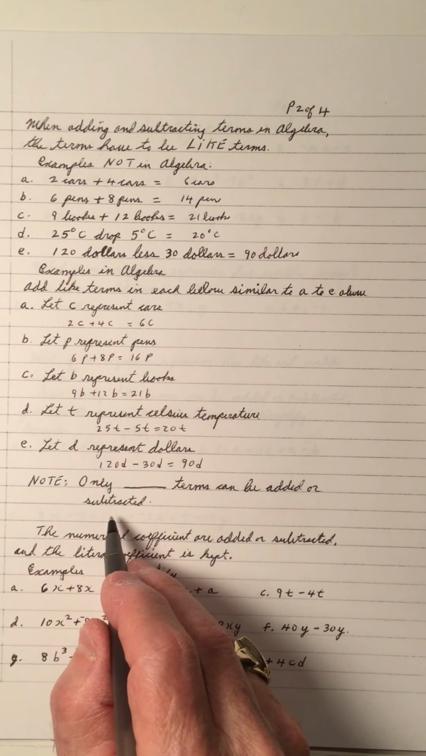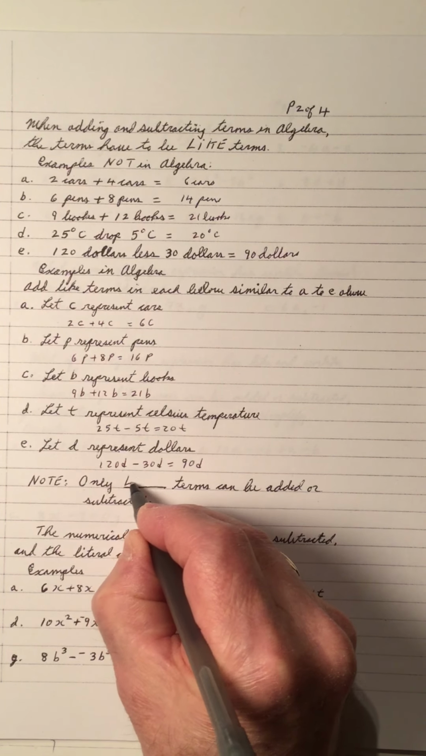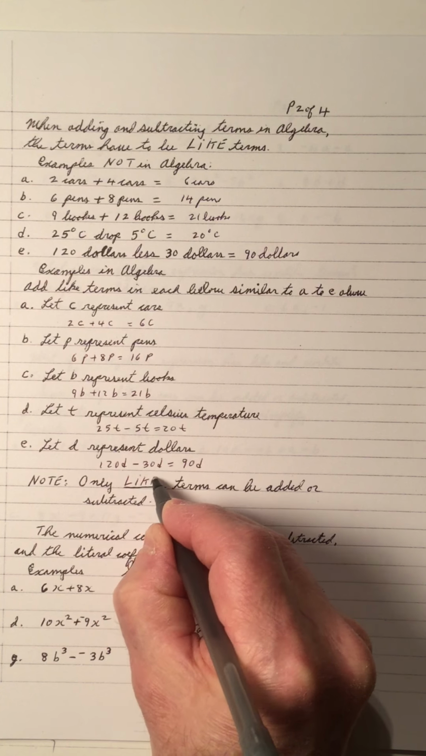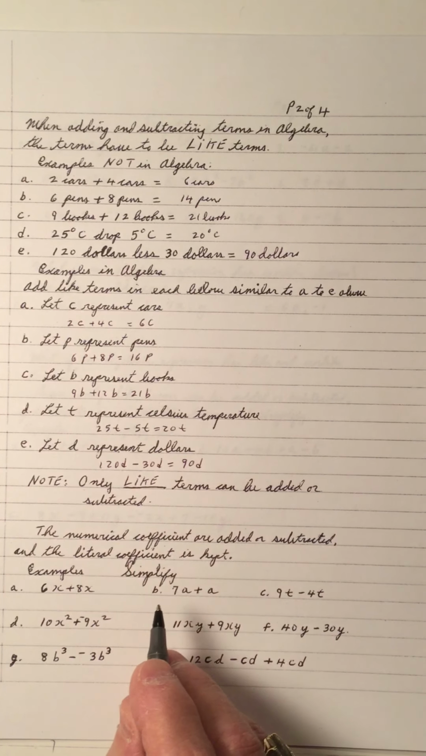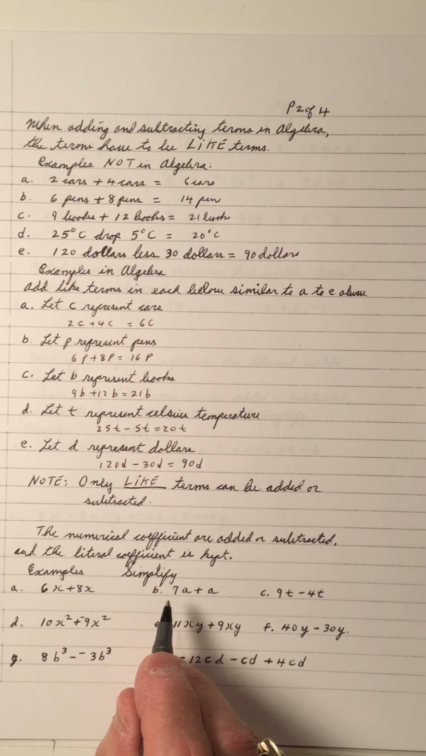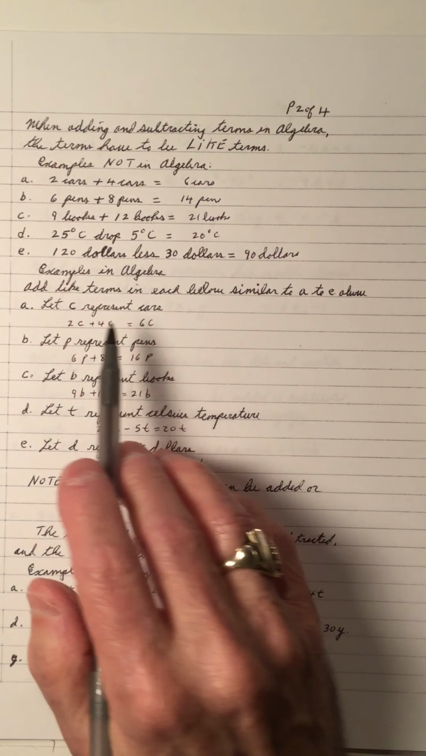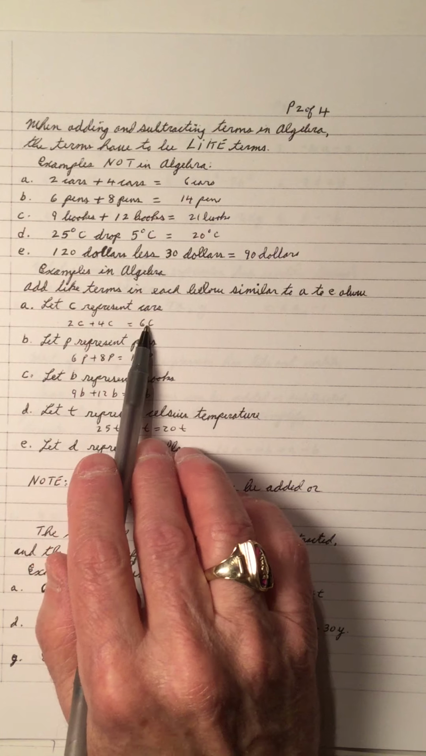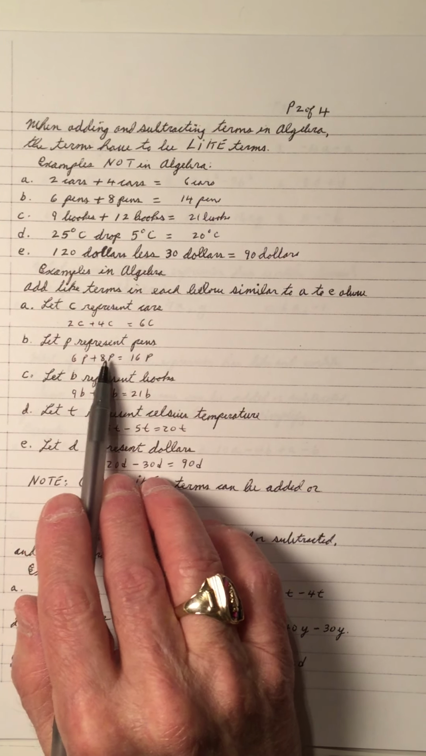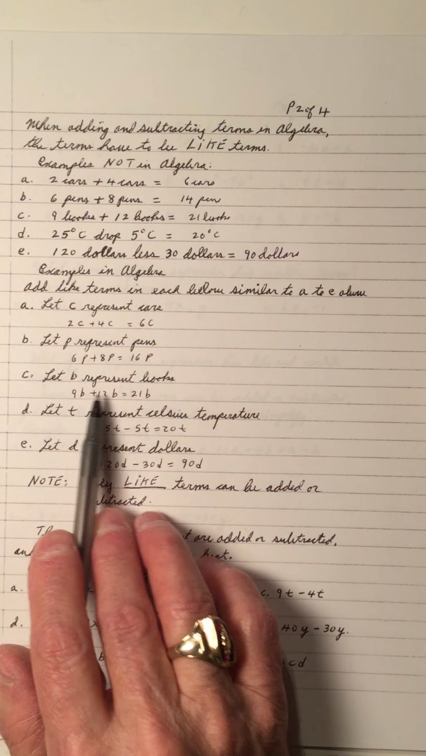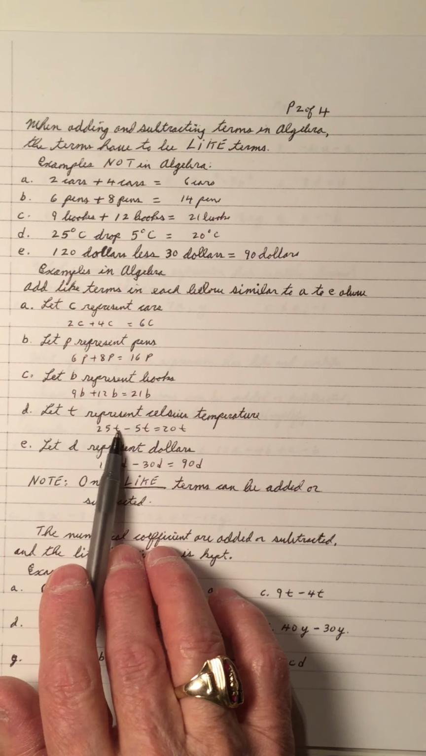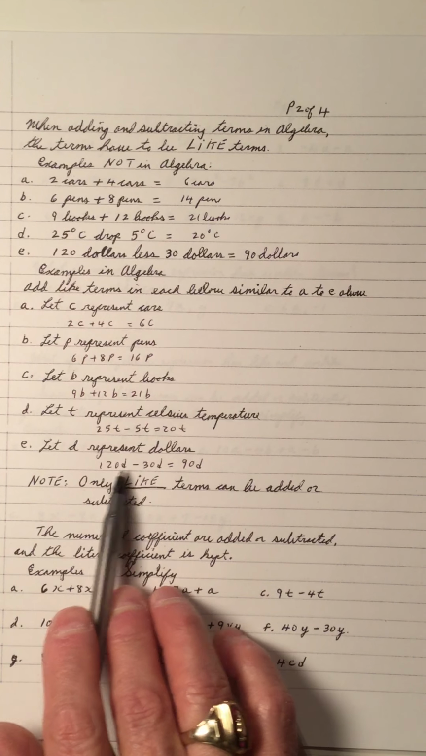Note, only like terms. What are like terms? Like terms are terms that have the same variable and the same exponents. Notice C and C is like, you add and get 6. P and P is like, you add. B and B is like, you add. T and T, like. D and D is like.